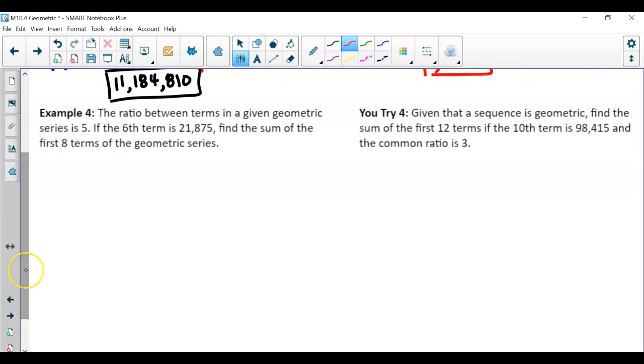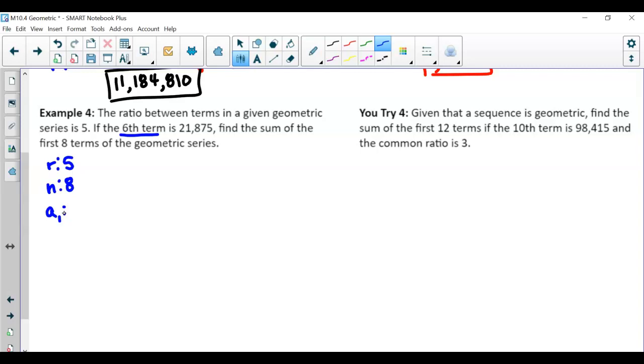Now in example 4, we are given the ratio. So the ratio between the terms is 5. The sixth term is 21,875. We're going to find the sum of the first 8 terms of the geometric sequence. So here we have the ratio, which is 5. We're looking for the sum of the first 8 terms, but we were given the sixth term. We were not given the first term. So now we've got to figure out what the first term is in order to figure out the sum.